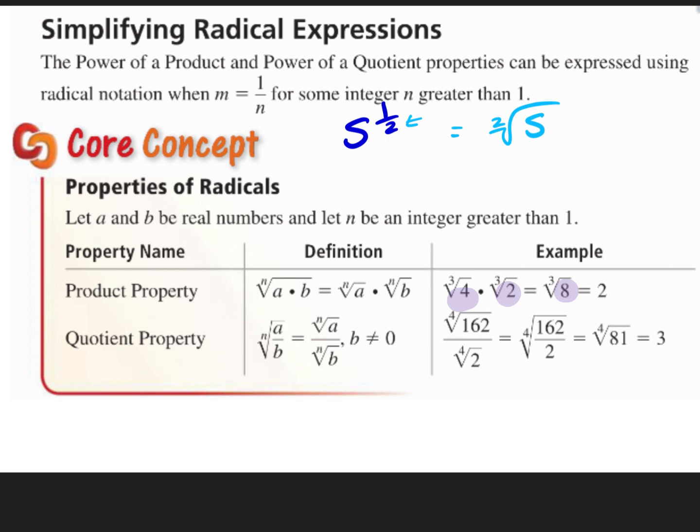Same thing with division. You can split it up into 2 different ones or combine them together. So if I had the 4th root of 162 divided by the 4th root of 2, it would be the 4th root of 162 divided by 2. So you can just combine them under the same one when they have the same index.